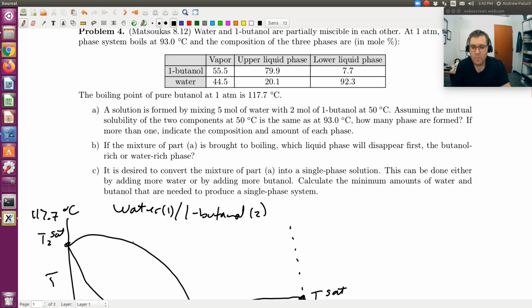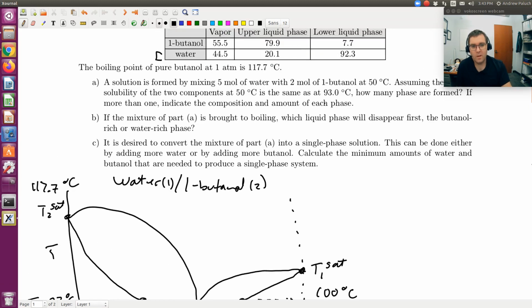Now, we're calling water component 1 and 2-butanol component 2, labeling things with respect to the most volatile component. So that means I'm looking at my second line here, since I'm representing water as my component 1. Notice we have upper liquid and lower liquid, and actually the names are going to be slightly different. We'll talk about what that means. But upper liquid and lower liquid are the composition of two liquid phases.